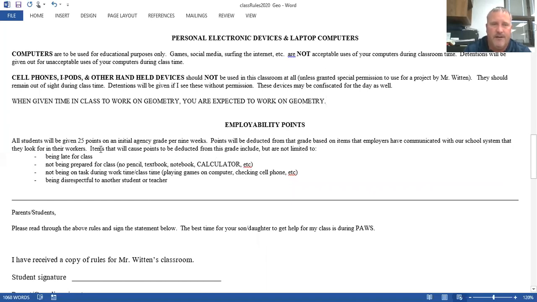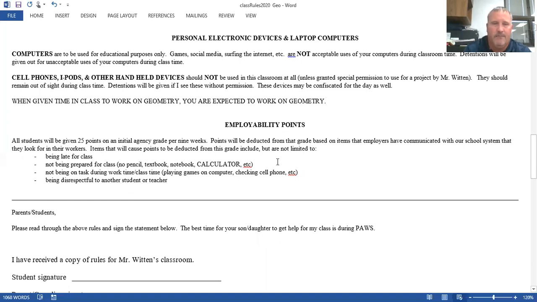And then these are all things some employers have shared with our high school staff about what we want out of kids graduating high school and entering the workforce. We want them to be on time for work, be prepared for work, be on task during the time they're supposed to be working, and certainly be able to get along with people during work.